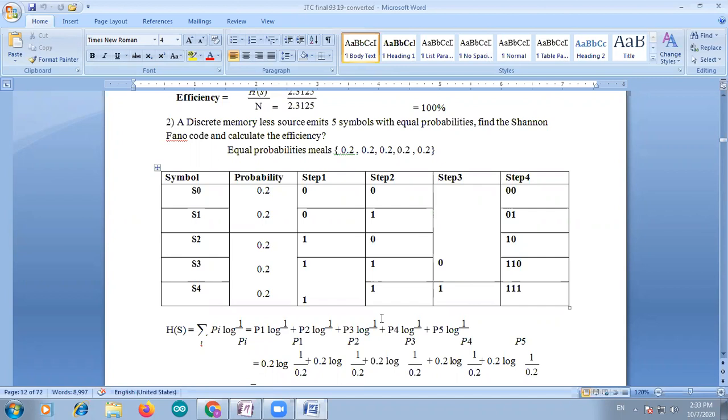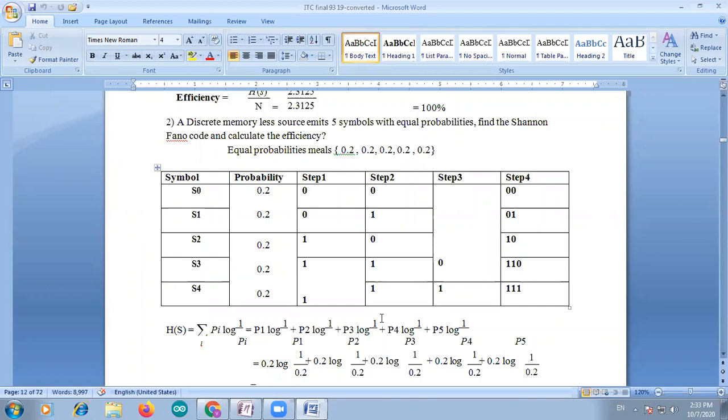The procedure is complete whenever the group contains one single symbol. Above the line, 0 is assigned. Below the line, 1 is assigned. Above the line, 0 is assigned. Below the line, 1 is assigned. That is the procedure to follow.